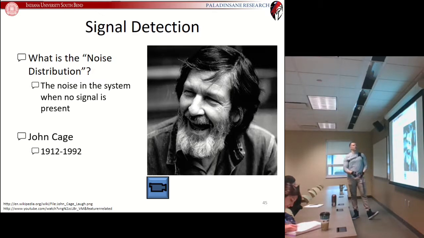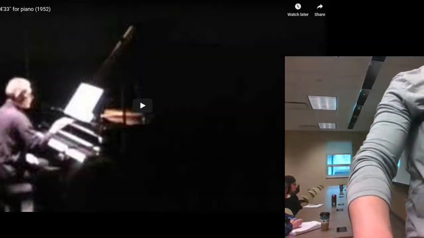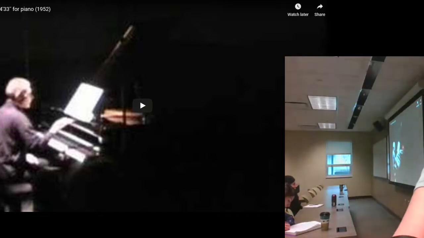John Cage had a very famous piece called 4'33", and this is one of the few pieces that I can actually play on piano. So we're going to take a moment to listen to this very famous, very influential piece of music called 4'33".